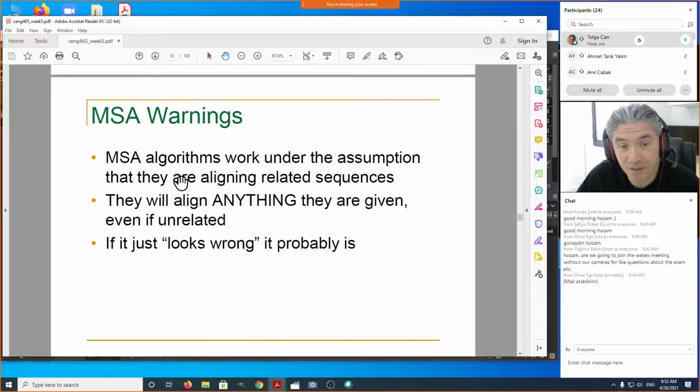There's also one note that I want to mention. Multiple sequence alignment algorithms are going to align anything that is given to them, because it's just an algorithm. Even unrelated sequences could be aligned.